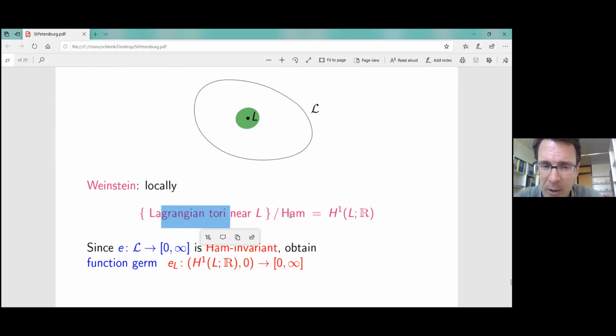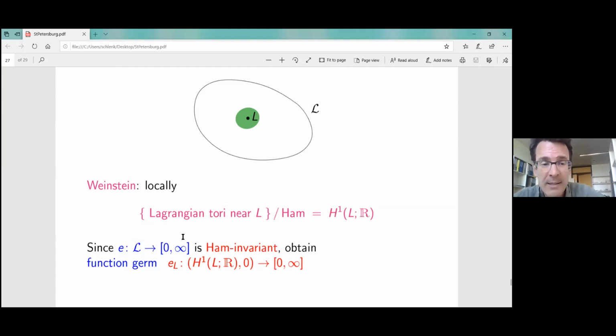So this is exactly the content of Weinstein. Usually it's not said this way, but his proof gives exactly this. So the neighbors of our L that we want to understand, the L primes near our L, can be identified locally with the first cohomology. And now such a symplectic invariant like E, of course, descends. So it's an invariant for any Lagrangian, let's say torus.